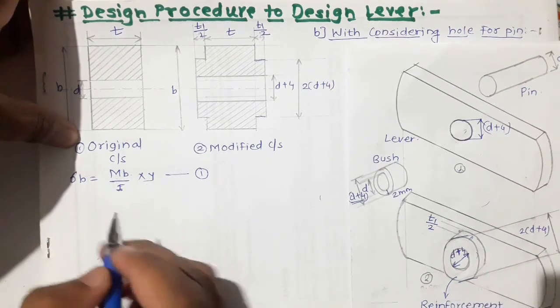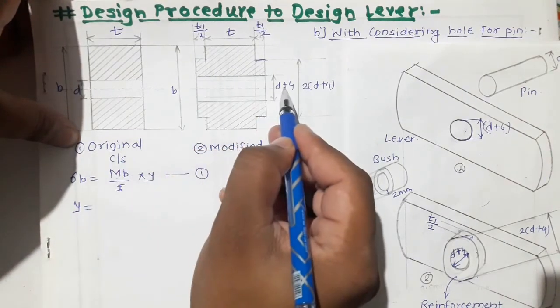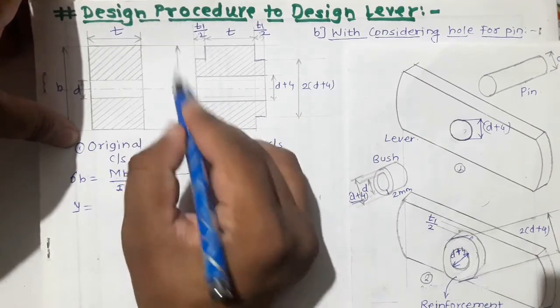Then the second is y. So y is equal to the distance from the neutral axis, as this is the neutral axis, and y will be half of this width b.